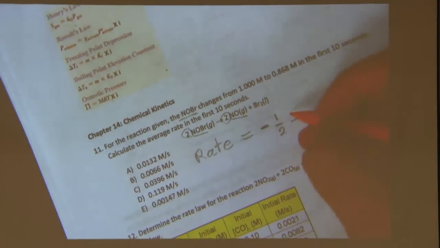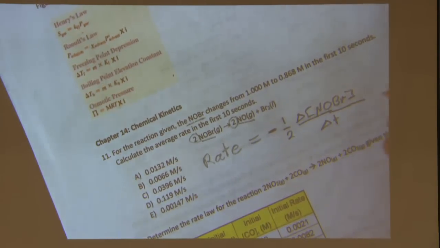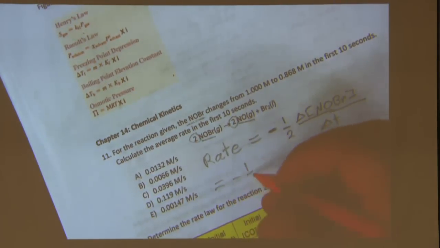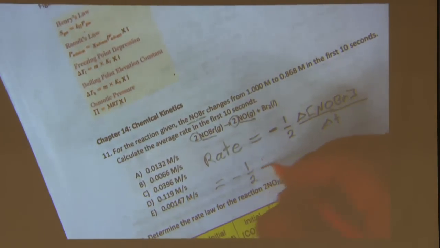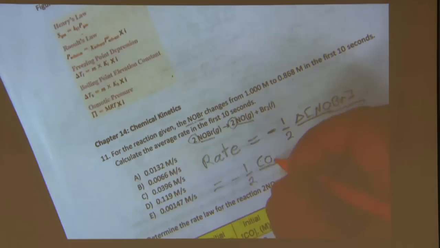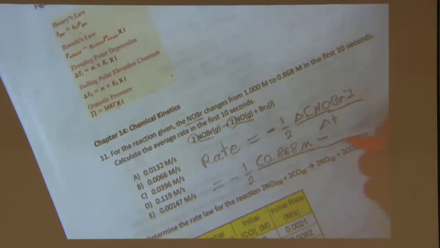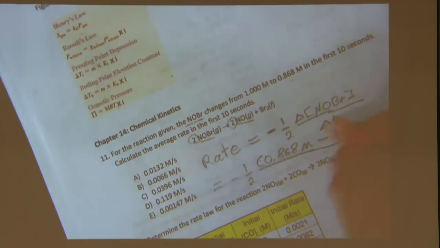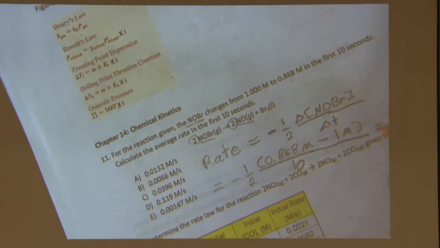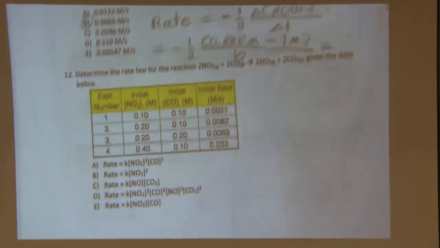And then again, we said it was change in concentration of NOBr over change in time. And so if I solve this out, it's negative 1/2 times the change in concentration, remember, it's final, which is 0.868 molar, minus the initial, which is 1 molar, over the change in time, which is 10 seconds. And when I solve this out, I'm going to get B. Okay, so on to the next question here.